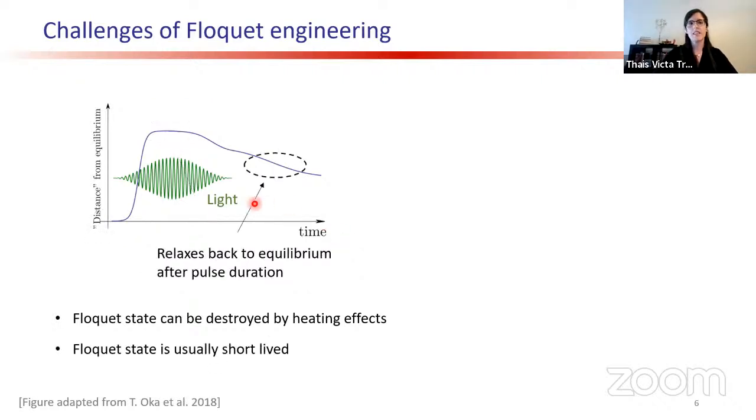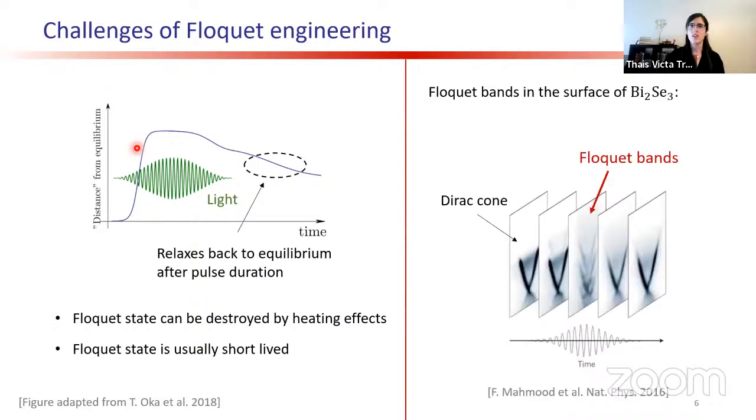Another complication is, as I said before, that this steady state that we might have in the presence of the light is very short-lived. After the duration of this pulse, the system will eventually relax back to the original equilibrium state. And this relaxation is often very fast, which makes it very challenging to detect this steady state that we create. But besides all of these complications, there were some successful measurements.